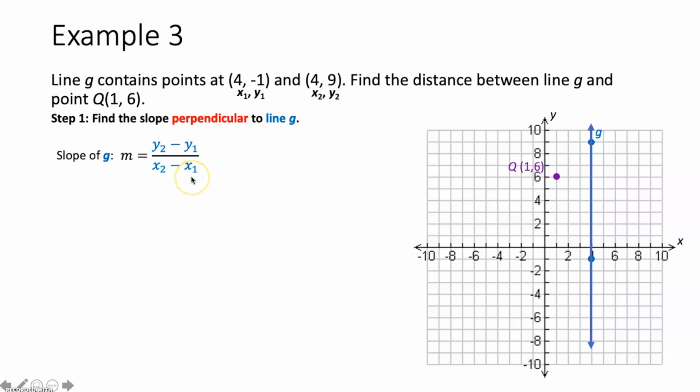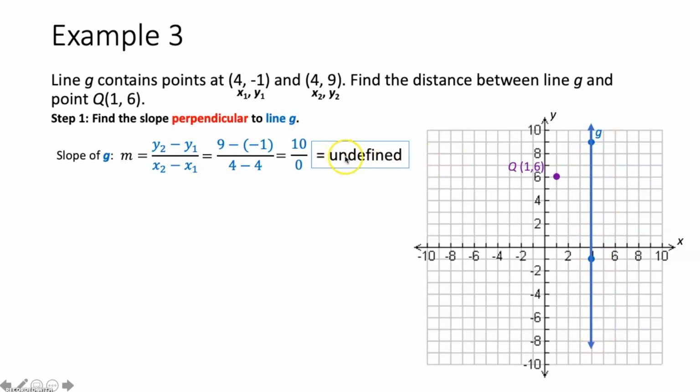You plug them in to the slope formula in their corresponding spot. 9 minus -1 is the same thing as 9 plus 1, so that'd be 10, and 4 minus 4 is 0. Interesting. So what's a number over 0? That's an undefined slope. That's why we got a vertical line. Remember, vertical lines have an undefined slope.